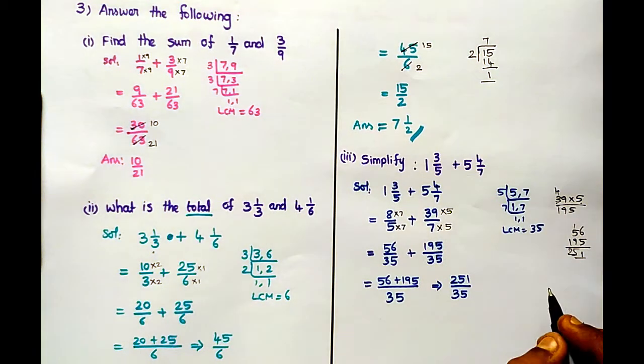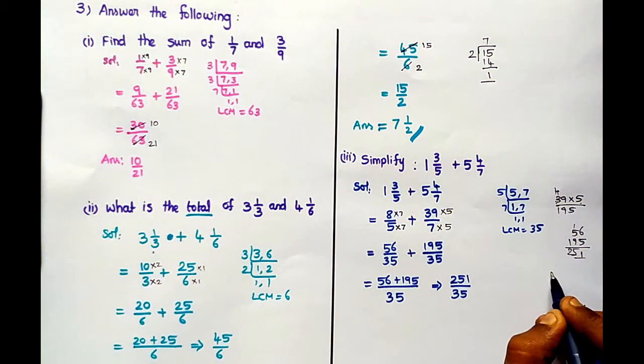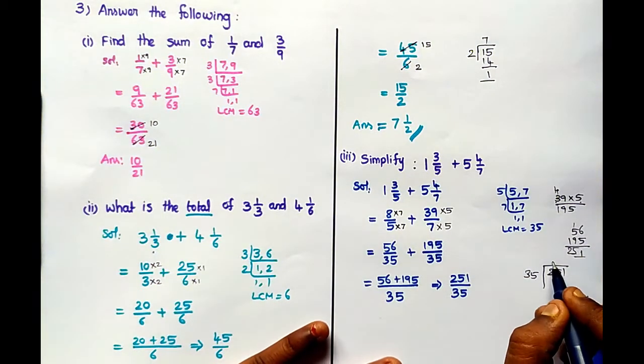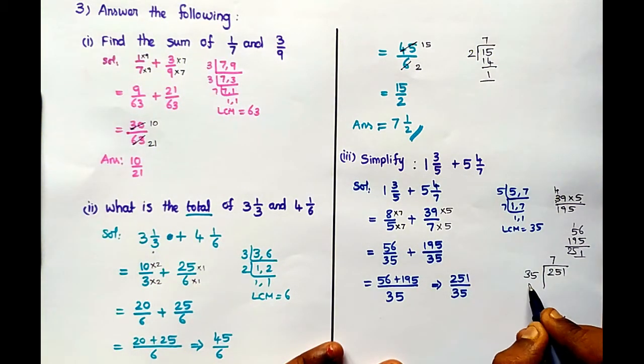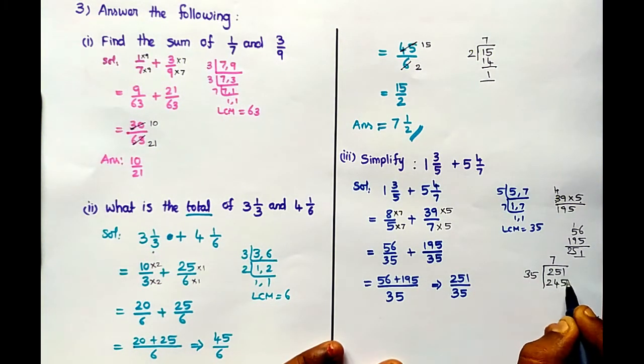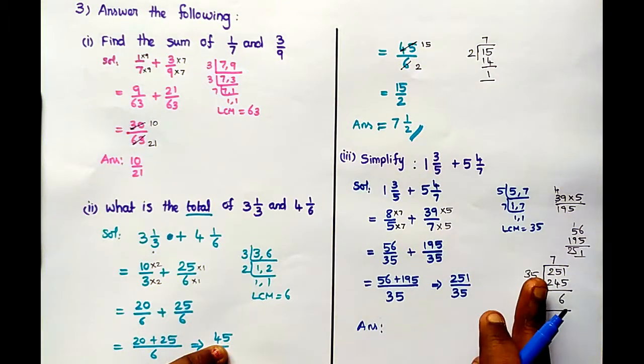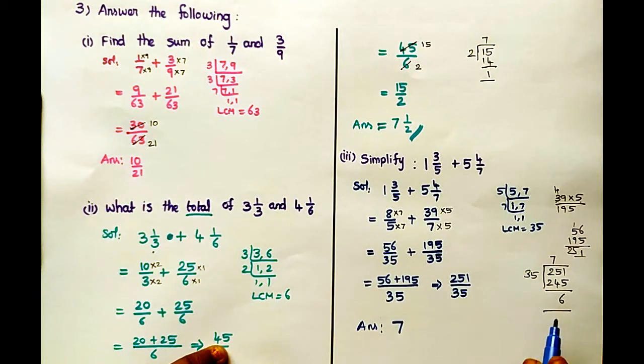Now divide 251 by 35. 7 35s are 245. So remainder 6. So answer, how will you write that? Quotient, remainder by divisor. 7 6 by 35 is the answer here.